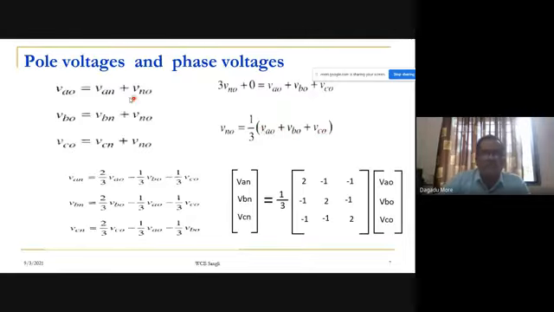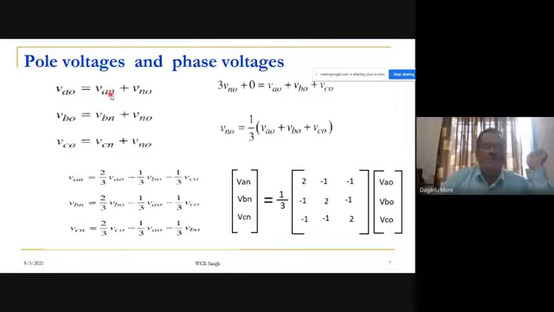And here 1/3 plus this 1. Okay, so here 1/3 VAO plus VBO plus VCO. How much will we get? So here we get VNO will be equal to this, and then VAN, which we want to find out. VAN will be equal to VAO minus VNO, and VNO we will put here.